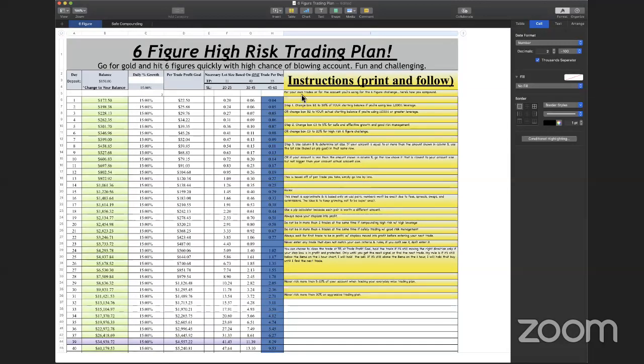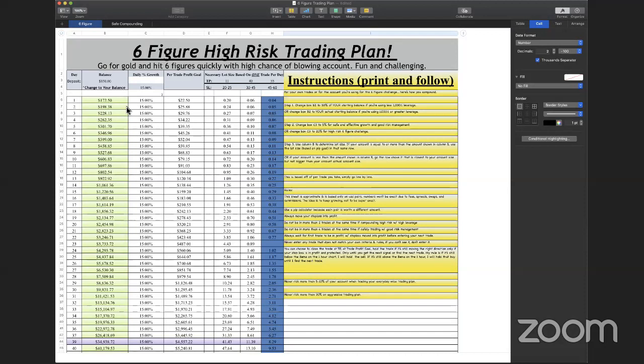But all you're going to be doing is coming to the spreadsheet. You can pick and choose your percentage that you're going for and the balance that you're starting with. I wouldn't recommend going much higher than this if you're not using at least a 100 to 1 broker, because you don't want to blow your account.